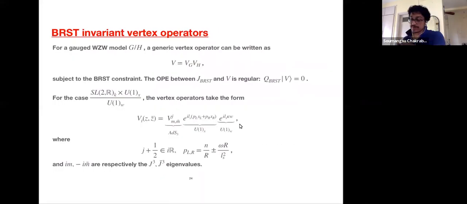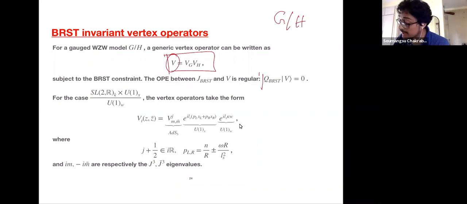So let's try to see what kind of states are allowed. So we will do it in the language of vertex operators. And again, this is something that I'm quoting from the literature, that people have talked about 30 years ago. That if you have a G over H gauged Wess-Zumino-Witten model, the vertex operators can be written as the vertex operator of the numerator times the vertex operator of the denominator. And then you have to impose that this V is annihilated by the Q_BRST.